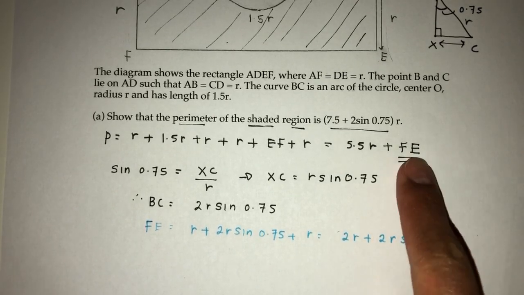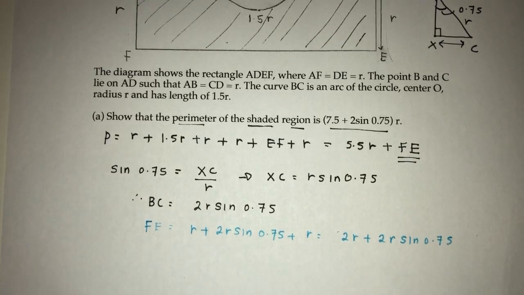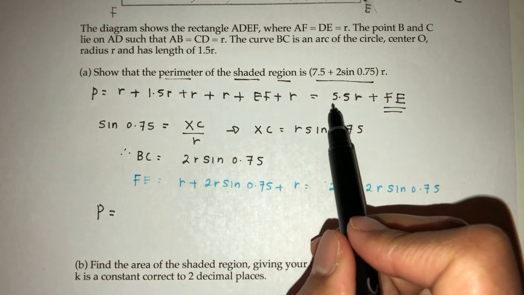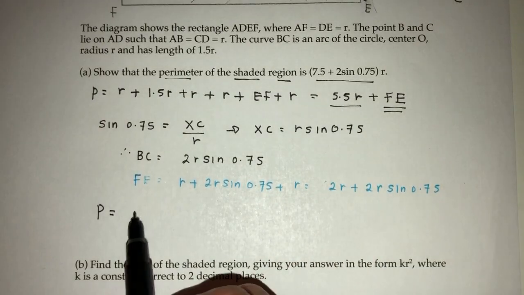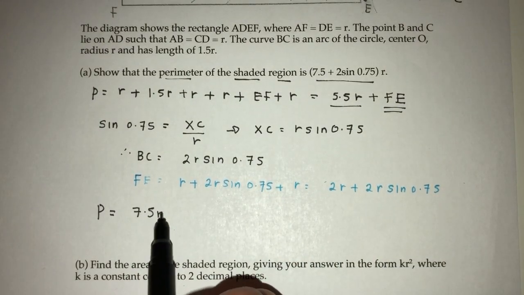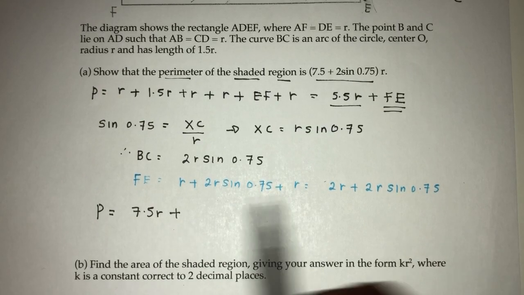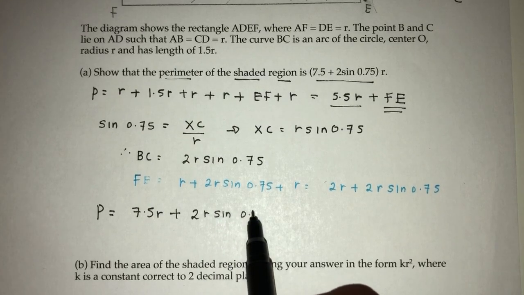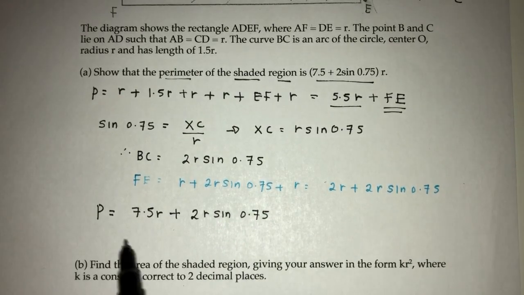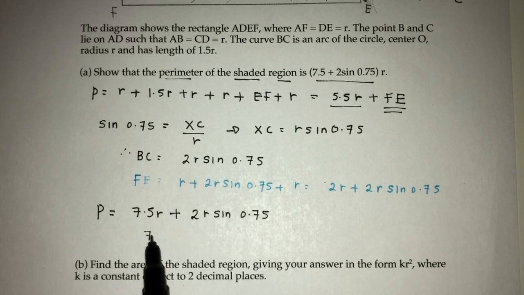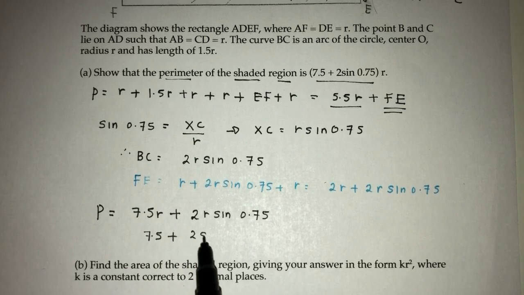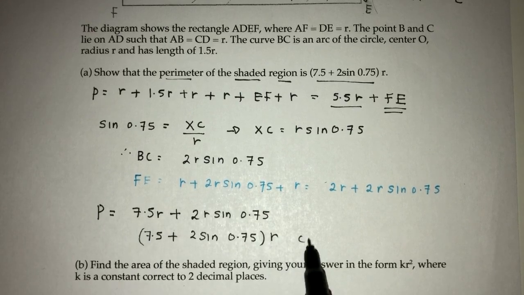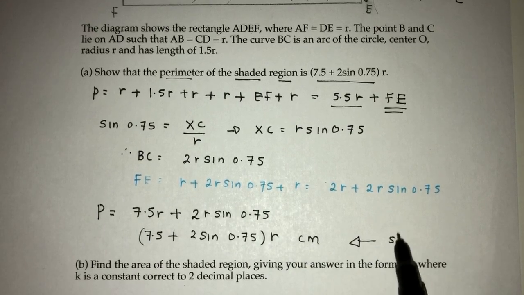So add this back to this. You will have the perimeter, so this add this will be 5.5 plus 2 will be 7.5 R, and plus this one will be 2R sine 0.75, sorry. So factorize R outside, you will have 7.5 plus 2 sine of 0.75, and R will be outside. So that is shown as required.